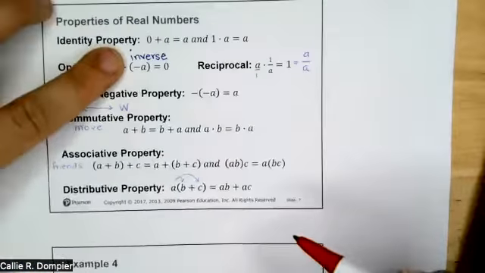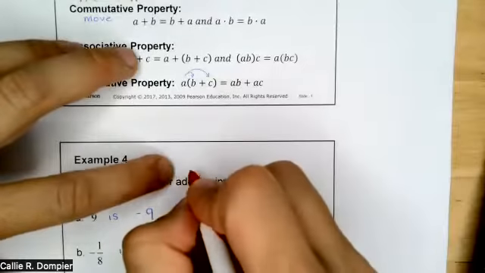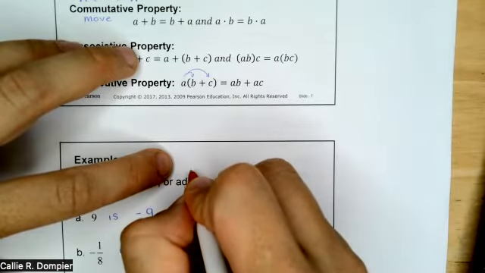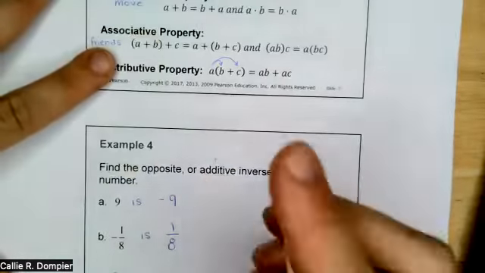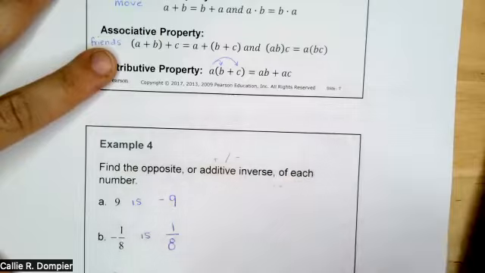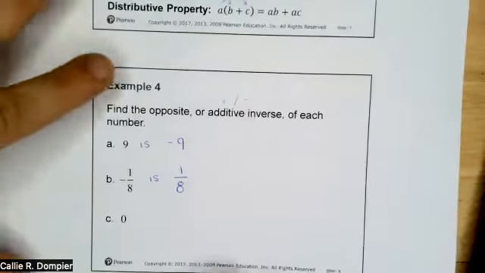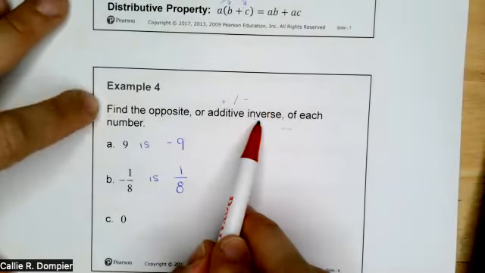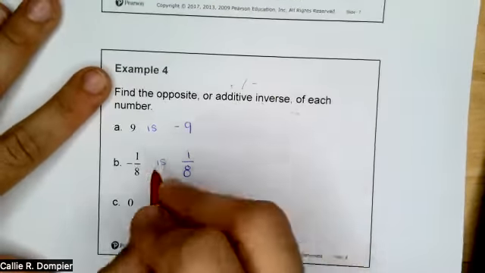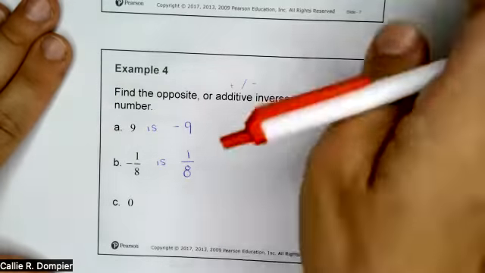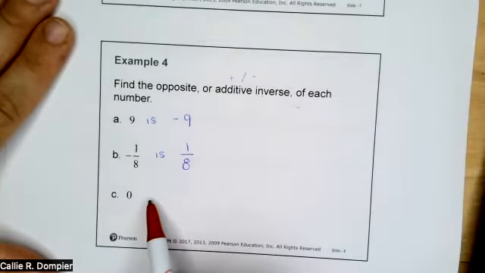So I just called it regular inverse. Additive inverse just means that we're not doing multiplication, right? We're just changing it from a positive to a negative or a negative to a positive. The opposite or the inverse of each number. The inverse of 0, there is no inverse of 0. Good.